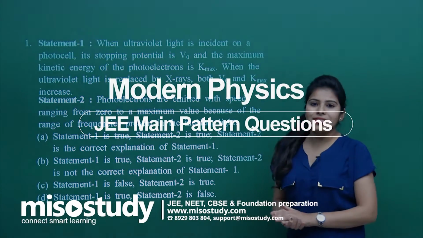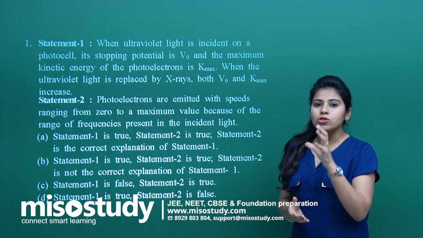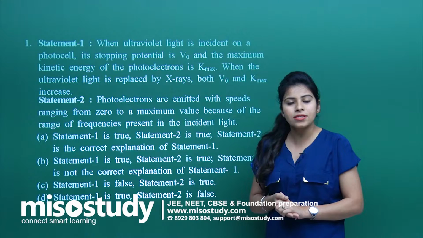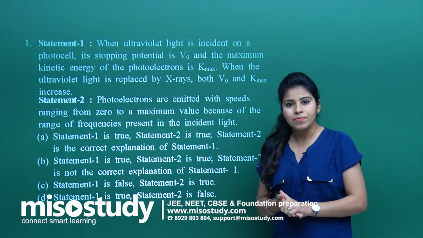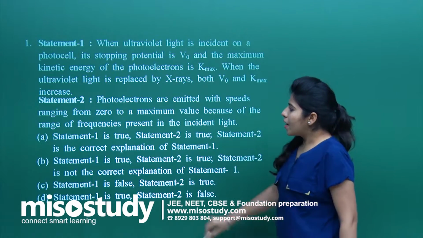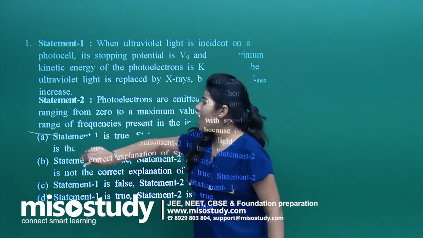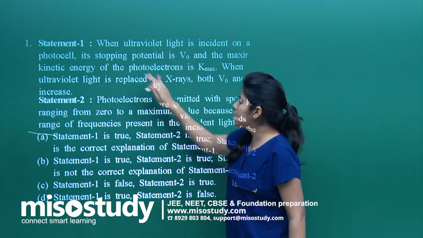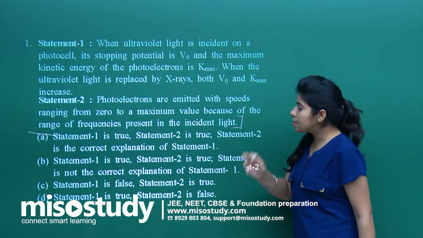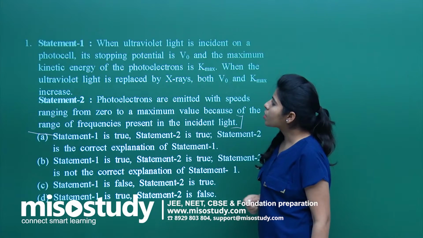As I always say, don't get intimidated by the length of the question. The more lengthy the question is, the easier it becomes. Now here I can see that from A to D there are options. The question is from statement 1 to statement 2. So let us see what the question is saying.